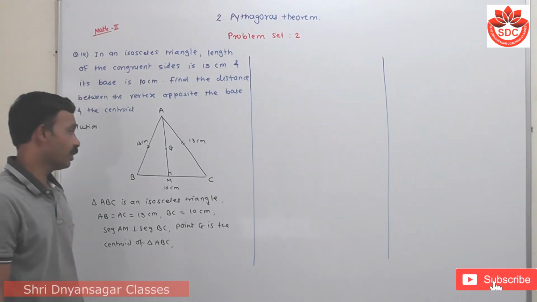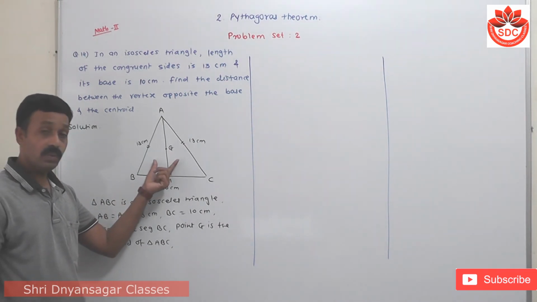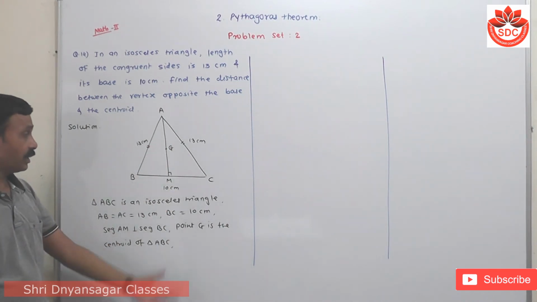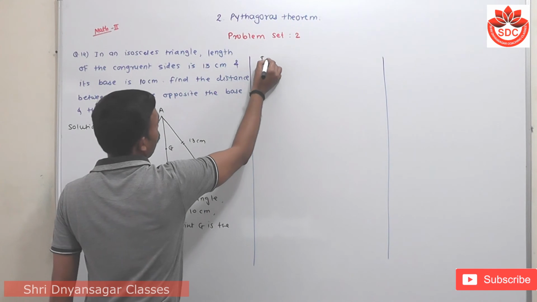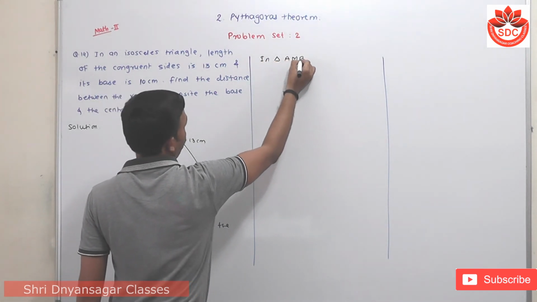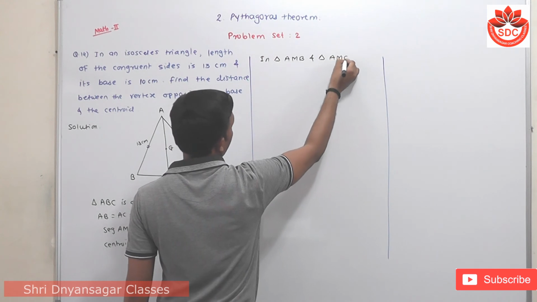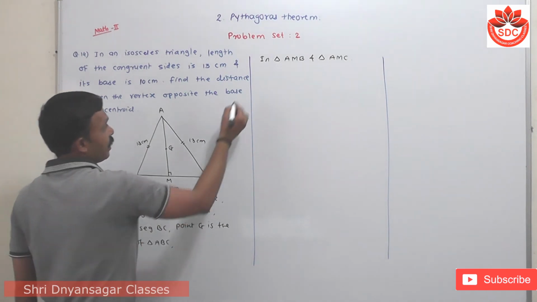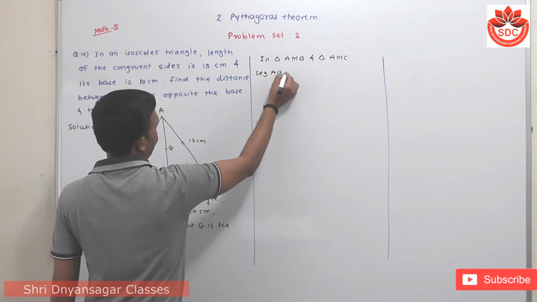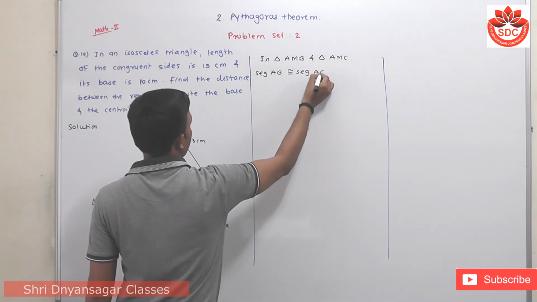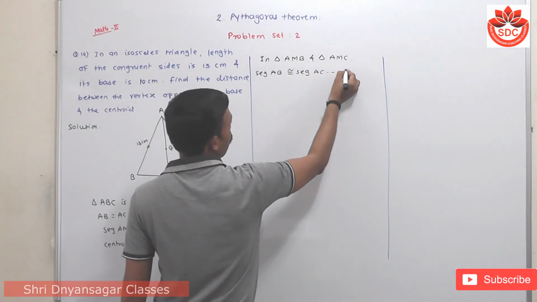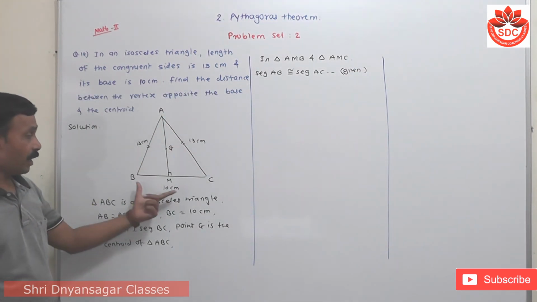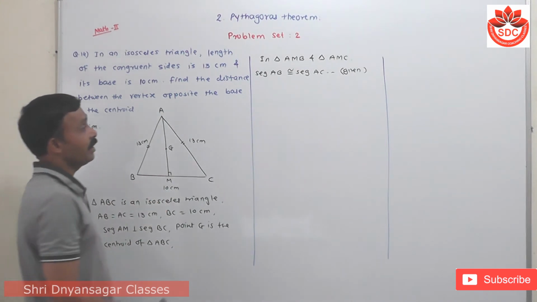For first finding this value, we show that these two triangles, triangle AMB and AMC, are congruent. By using which test? Now look carefully. In triangle AMB and triangle AMC, segment AB is congruent with segment AC, because these are sides of an isosceles triangle. Then AM is perpendicular to BC, so angle AM is a right angle.